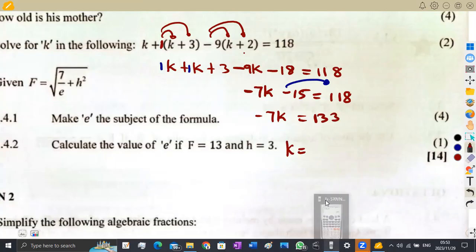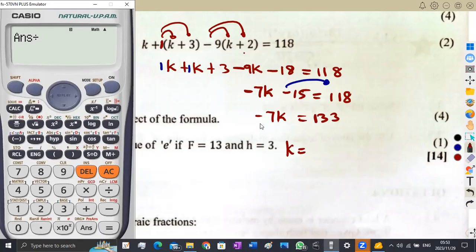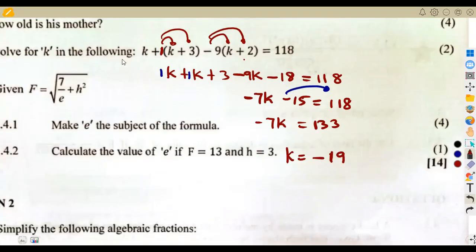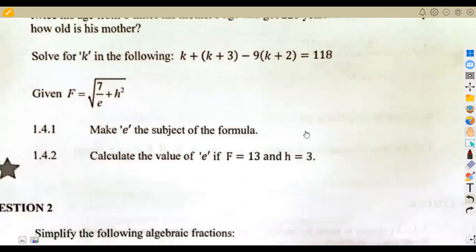So to obtain the value of k, you can just divide by what? By a negative 7 in that case. So if you divide by negative 7, this answer is going to be negative 19. All right, so that was the suitable value of k that we could have obtained from solving this linear equation. So that's a linear equation, 2 marks for that.